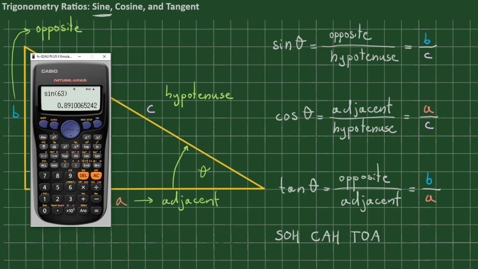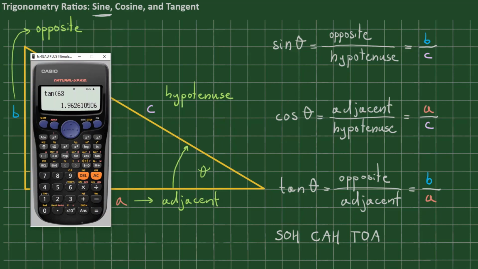In a similar fashion, if I wanted to calculate cos of 63 degrees, I would press cos 63 and then equal. And if I wanted to calculate the tan of 63 degrees, I would press tan 63 and then press equal. What if I want to go in reverse?